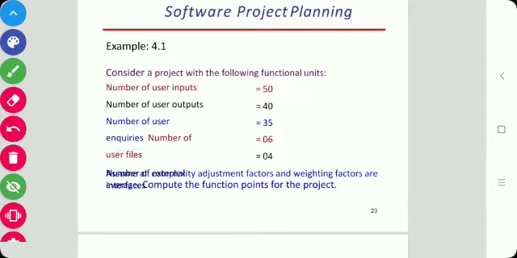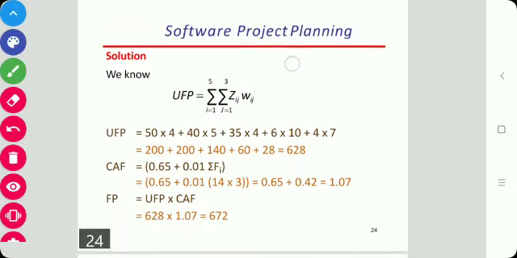Consider a project with the following functional units. Here the number of user inputs are 50, number of user outputs are 40, number of user inquiries are 35, number of user files are 4, and number of external interfaces are 4. According to that, we will calculate the UFP and CAF by using this formula. As we know, UFP is equal to summation of i equal to 1 to 5, summation of j equal to 1 to 3, Zij and Wij. So first we will calculate UFP.